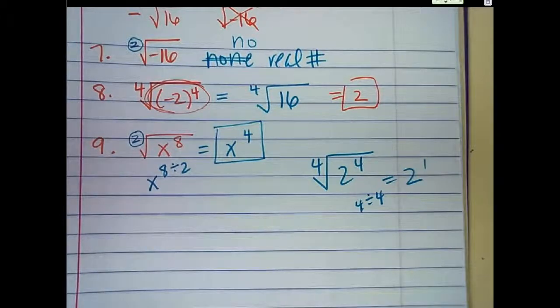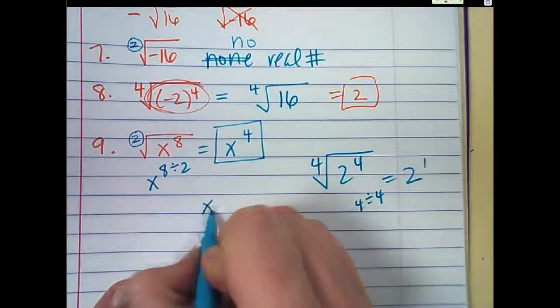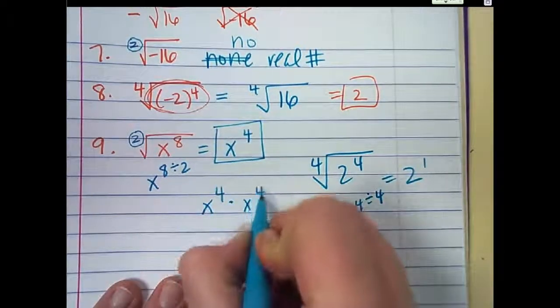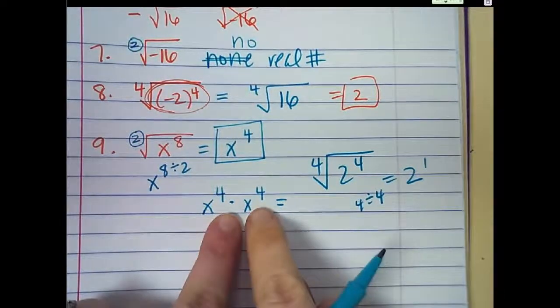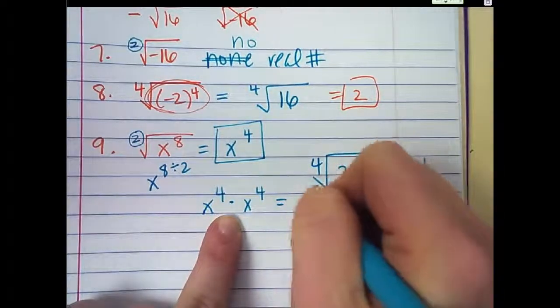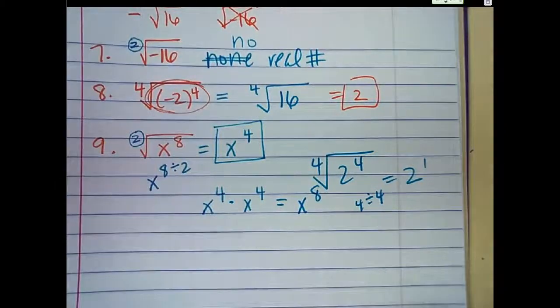Just divide. Because what I'm looking for is x to the 4th times x to the 4th. What do I do with those exponents? You add them. So x to the 8th. So I'm taking this, I'm just splitting it in half.